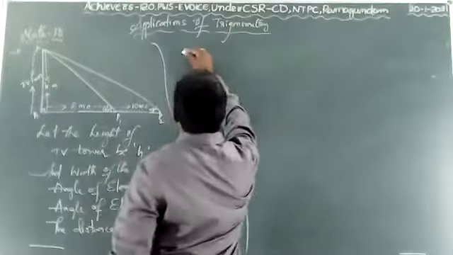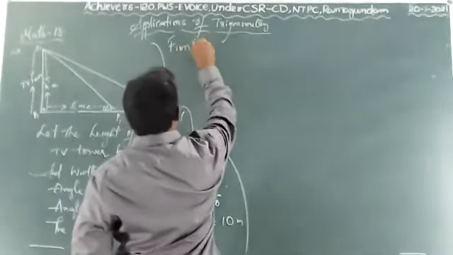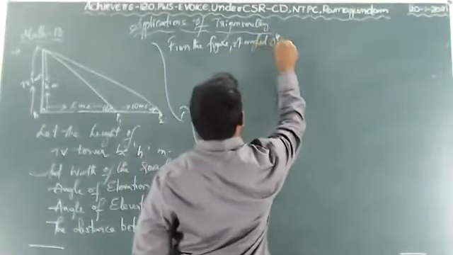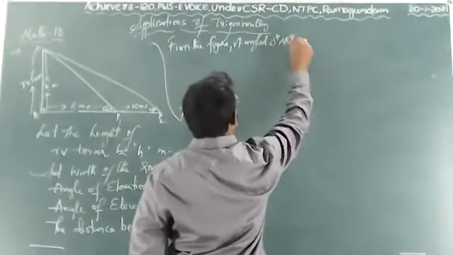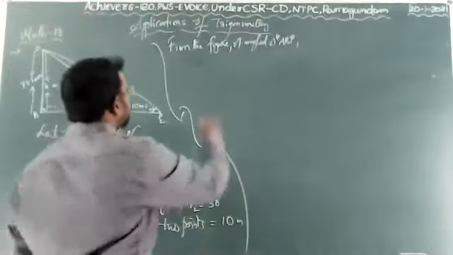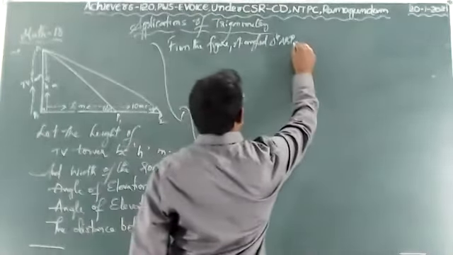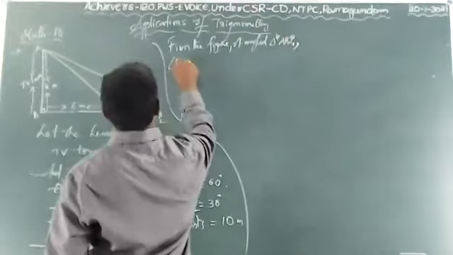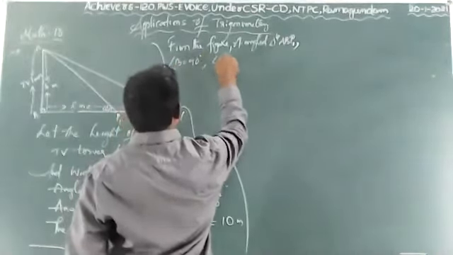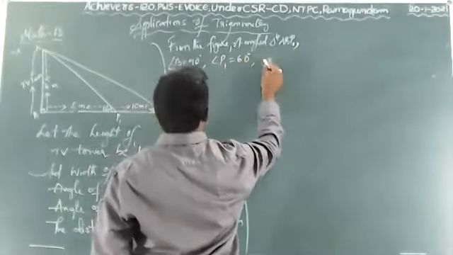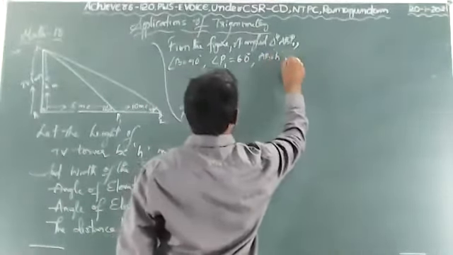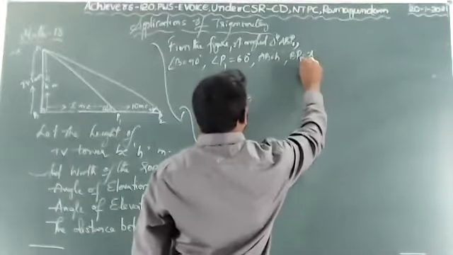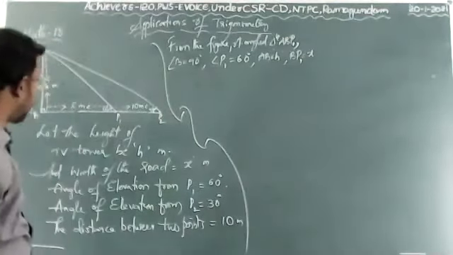Let us take from the figure. Right angle triangle ABP1, angle B is equal to 90 degrees, angle P1 is equal to 60 degrees, AB is equal to h, and BP1 is equal to x meters.